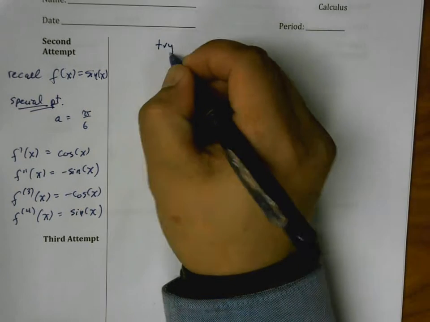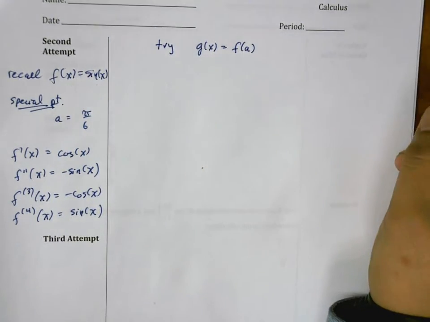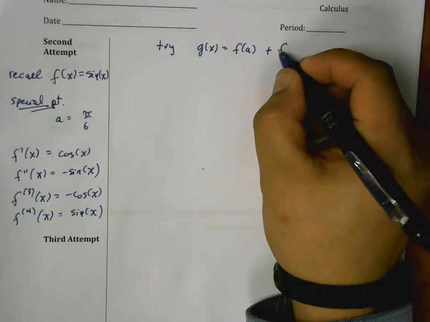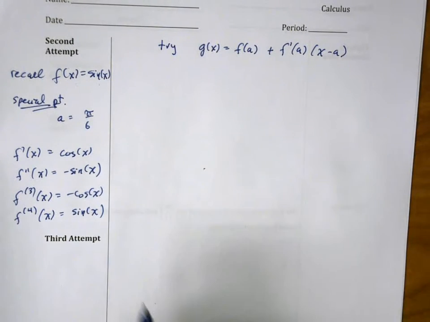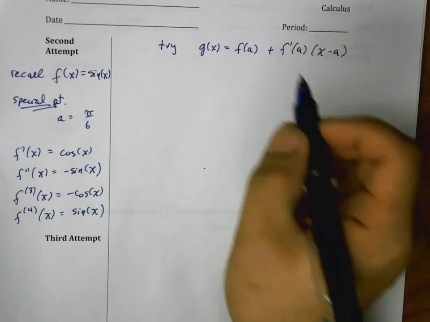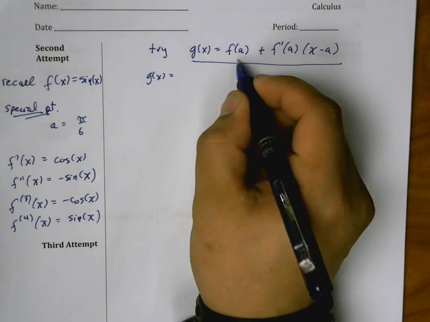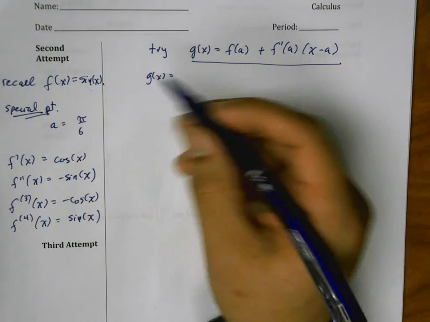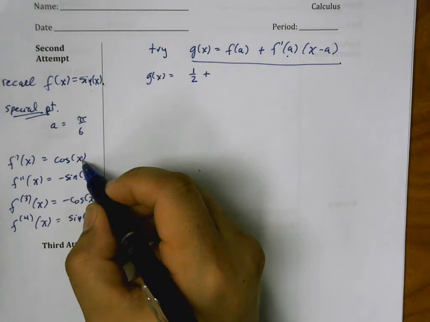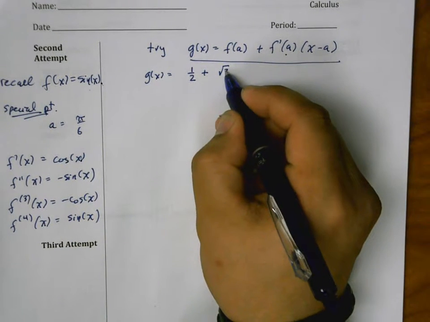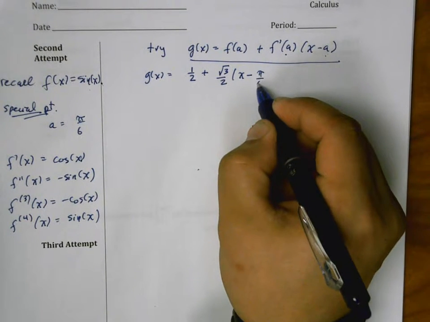So now let's try g of x equals f of a, and I'm writing this in general terms and I'll fill in the details in a minute, plus f prime of a times x minus a, bearing in mind that a is pi over 6. So g of x is equal to f of a, which is sine of pi over 6, or 1/2, plus f prime of a, so that's cosine of pi over 6, root 3 over 2, times x minus a, which is pi over 6.